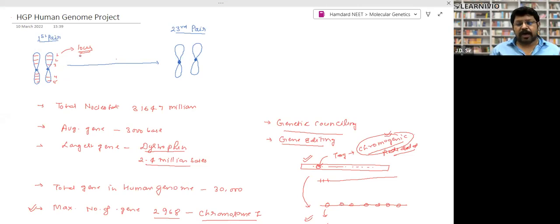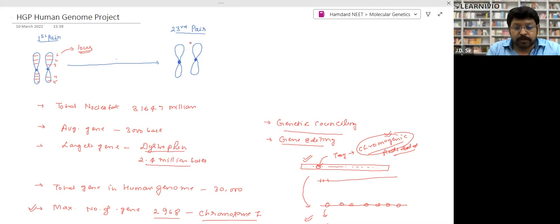As we have discussed a number of times, the place where genes are found is called a locus, and loci is the plural, right? So at the first position, suppose the hair color gene is present, then we'll say at the first locus in the first chromosome, the hair color gene is present. Similarly in the 23rd pair, at the second position, a gene is present for the health of the male or female, because the 23rd pair is the sex chromosome, right? So that's what scientists have done.